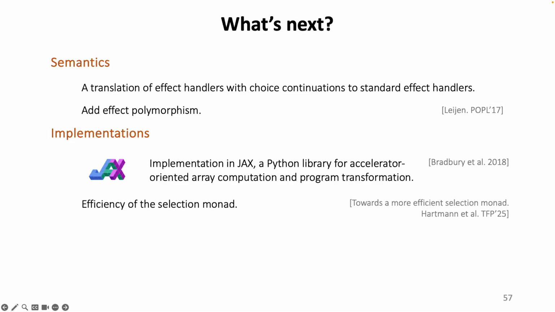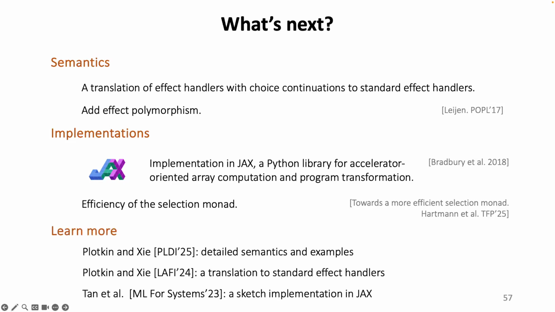And it's somewhat well known in the literature that the selection monad itself is not very efficient. So we are trying to incorporate what people do in existing work to improve the efficiency of the selection monad. And there is a paper, pretty recent, also from this year, about a more efficient selection monad encoding.